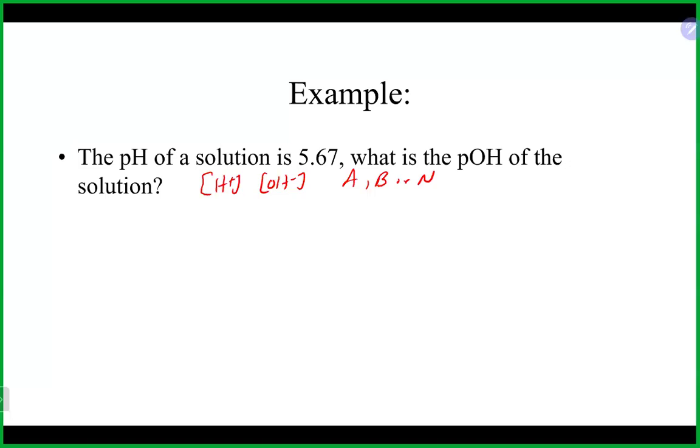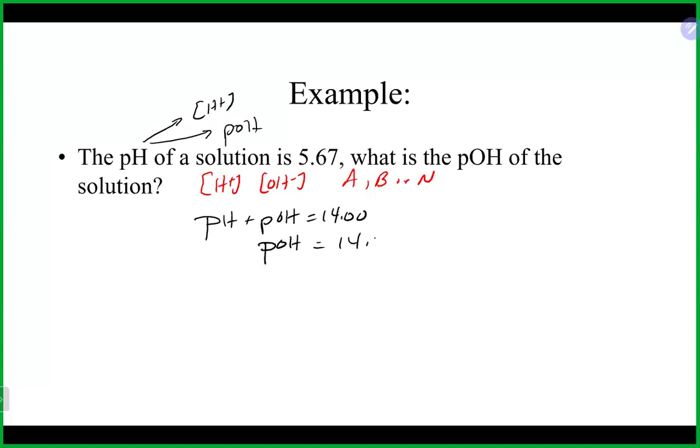So again, we have the pH, which means we have really two options. We could go directly and get the H plus, or we could directly get the pOH. I'm going to do the pOH first, and that would be the pH plus the pOH is equal to 14. So in this case, the pOH here would be 14 minus our pH of 5.67. And that's going to get us, looks like, 8.33 in this case.